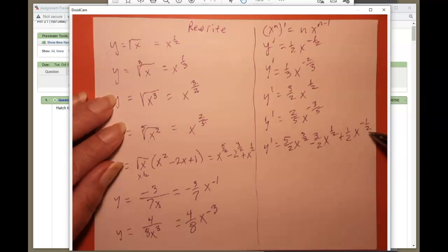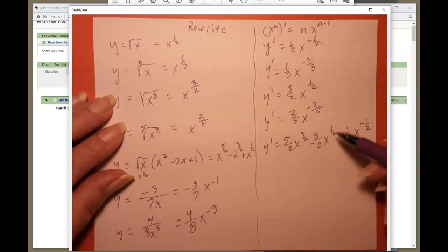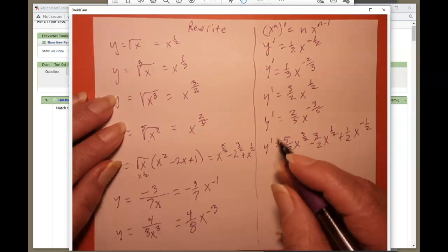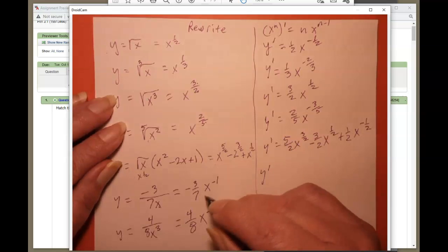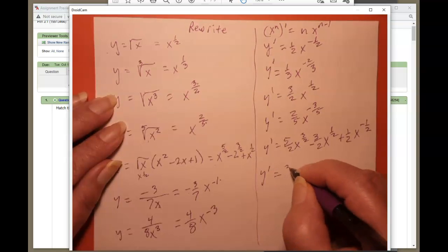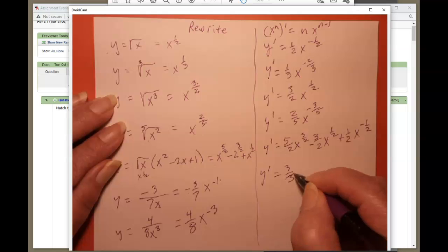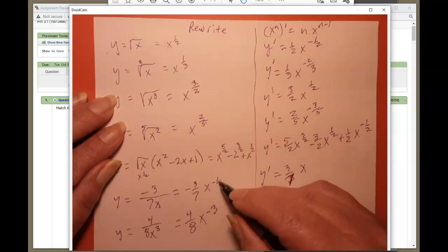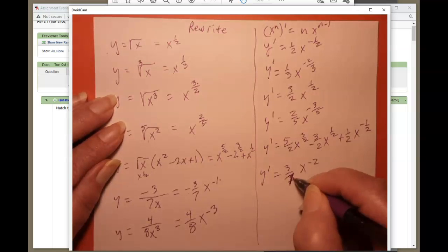Don't miss these fractions at all. If you have to, pick up your calculator. Don't be shy about doing it. So y prime on the second to last one here is going to be equal to negative 1 times negative 3/7 gives me a positive 3/7. Oops. x to the negative 1 minus 1 gives me negative 2.